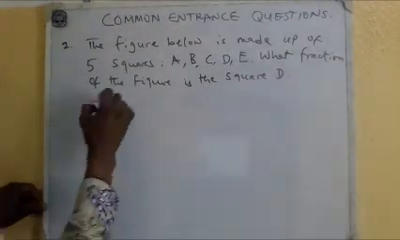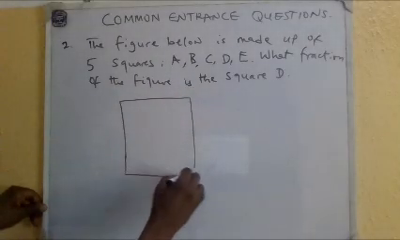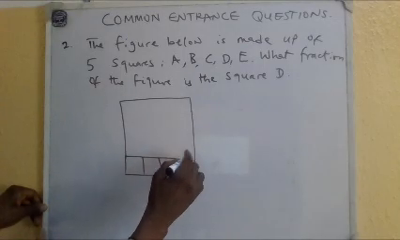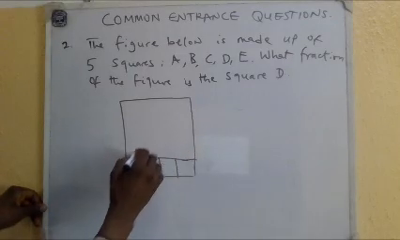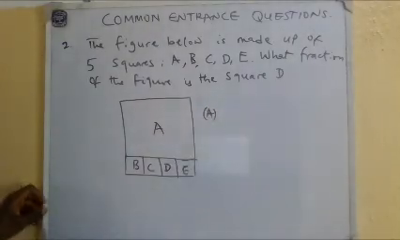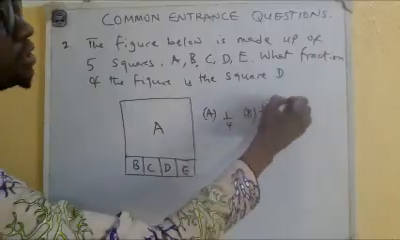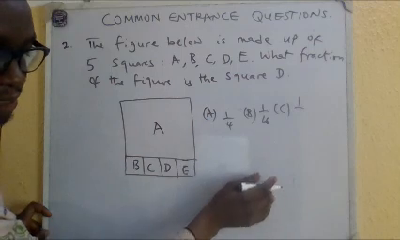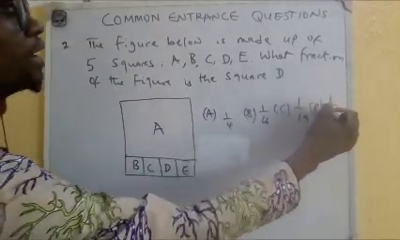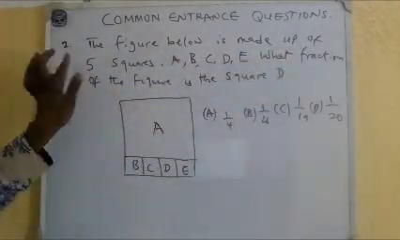Okay, so I will draw it here, the way it is. I'm representing squares like this. So I have big A here, I have big B, C, D, E. So the options are A, 1/4, B, 1/16, C, 1/19, and D, 1/20. So this is the question. It said the figure below is made up of 5 squares. So there are 5 squares here actually.